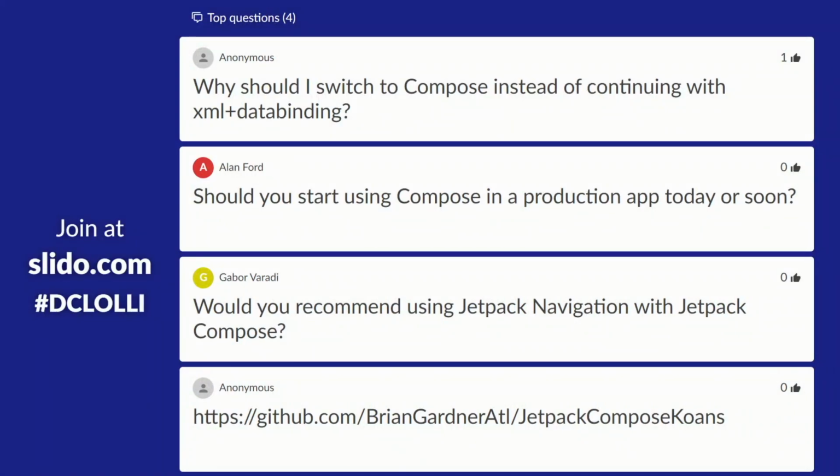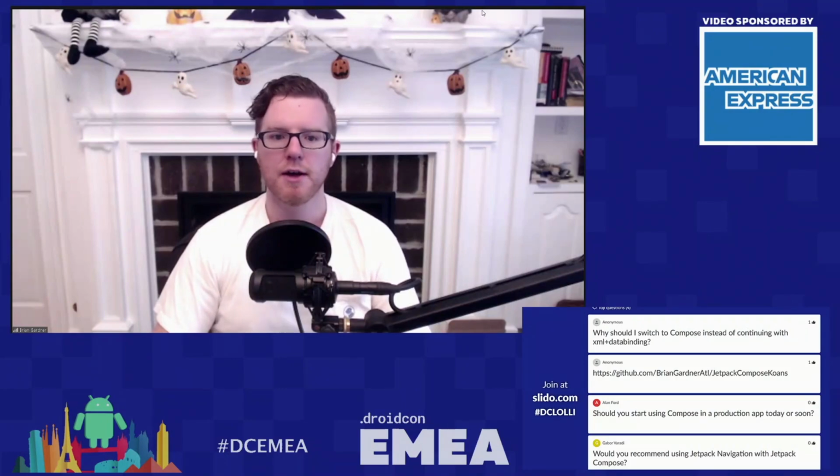Why should I switch to Compose instead of continuing with XML and data binding? So I think it's just a difference in how the view system is working. With XML and data binding, you are getting close to how Compose is working. You're generating a state with some sort of view or view model object, and then setting that object into your XML. And your XML is rendering based on that data. So it is somewhat similar there.